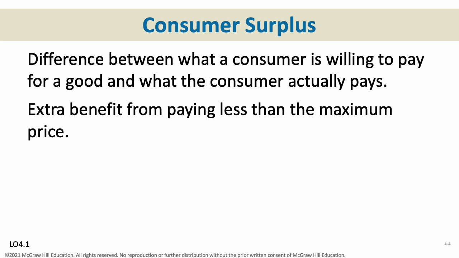So let's say you want to buy a computer and you're willing to spend up to $1,000 for it, and you find it on sale at Best Buy for $800. In that case, you would get a consumer surplus of $200. You paid less than your maximum price you were willing to pay for the computer. Anytime you pay less than your maximum price, you get a consumer surplus.